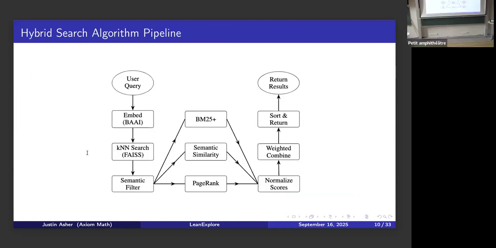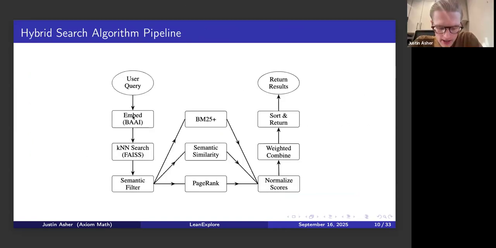So the search algorithm is just: you take the user query, you embed it, you do an inverted file index against that, apply a semantic filter, get our three signals, and normalize the scores. I normalized all of them, so all the scores were relative to the other statements we're retrieving. I combined them, sorted them, and returned them.